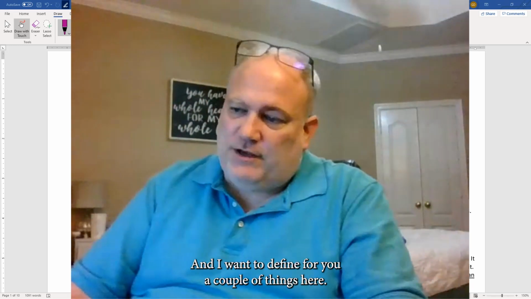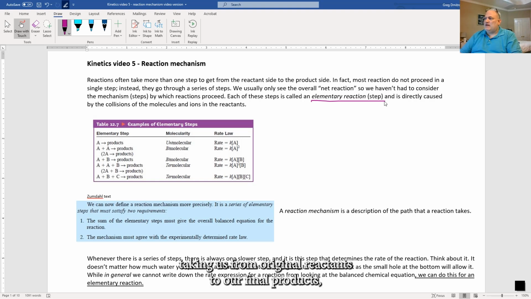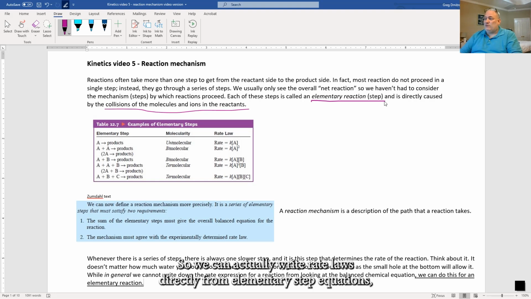So let's take a look here, and I wanted to define a couple of things for you. The first thing I want to define is an elementary step or an elementary reaction. Whenever we have multiple steps taking us from original reactants to our final products, each individual step we call an elementary step or an elementary reaction. There are different names for these, and it depends on how many particles actually collide. So whenever we have an elementary step, the reaction is caused directly by collisions of the molecules or the ions of the reactants. So we can actually write rate laws directly from elementary step equations, which is something we cannot do normally with any kinetics problem.